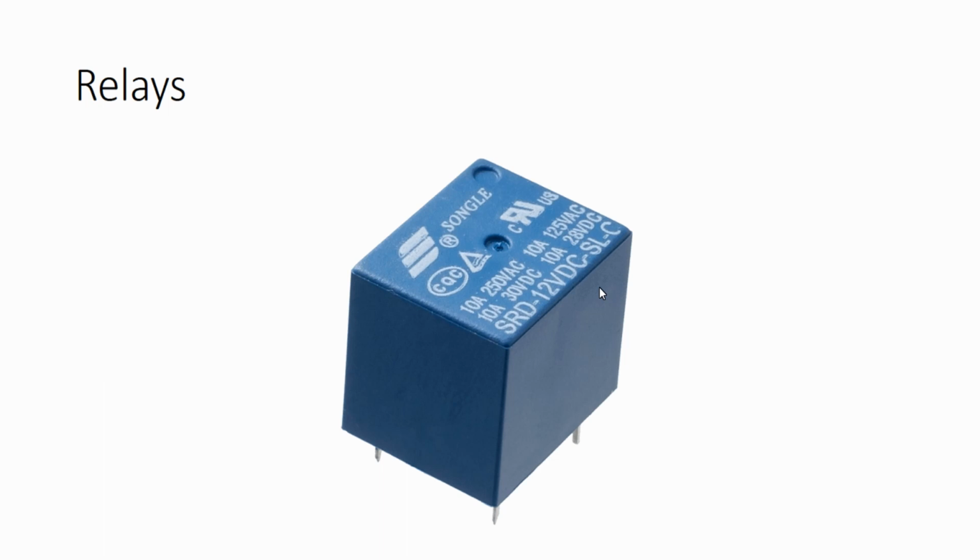So if it is a 12 volt relay, you just want to provide 12 volt to the coil of the relay for energizing the coil. If it is a 5 volt relay, you just want to provide 5 volt, and if it is a 24 volt relay, you just want to provide a 24 volt DC supply for energizing the coil of the relay. So based on the coil voltage ratings, there are variants of relays available. Most commonly used ones are 5 volt, 12 volt and 24 volt relays.